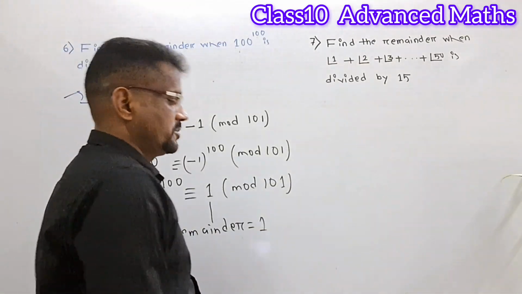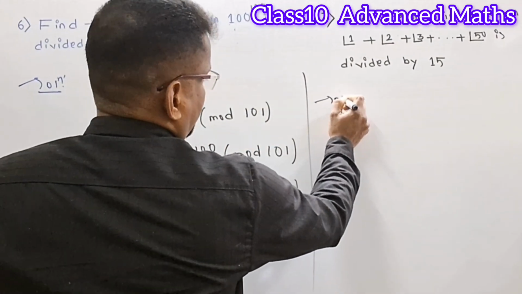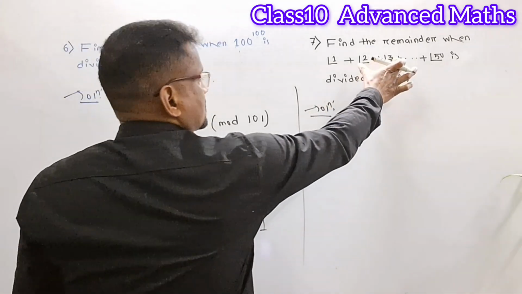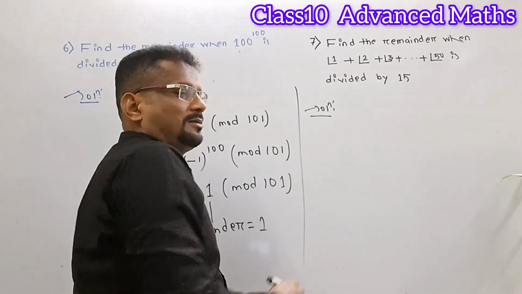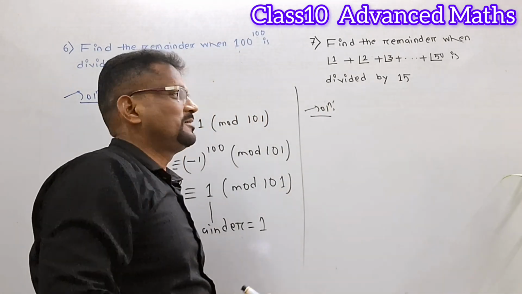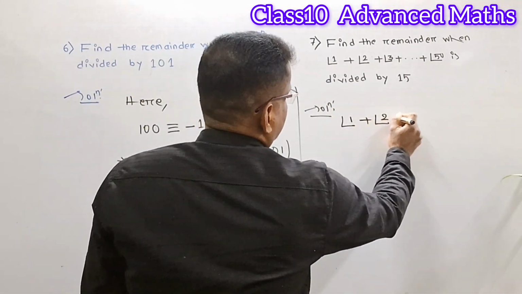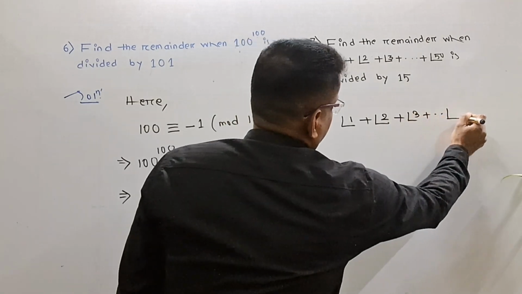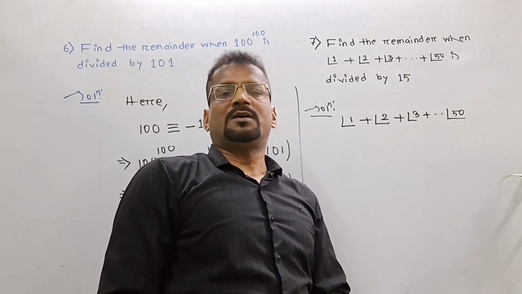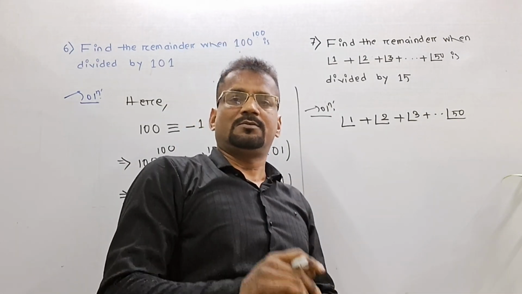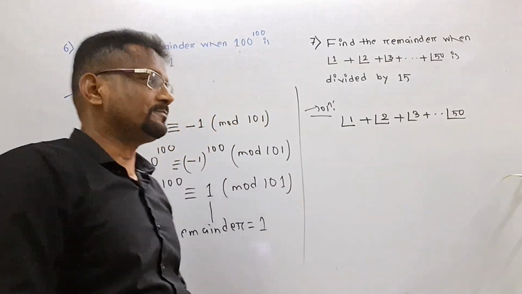Now let us see the next question. In this question, you have to find again the remainder when this series of numbers is divided by 15. If we see it, you may feel that it's a very difficult question. It's not like that. Factorial concept is clear to all of you. Factorial 3 means product of 3 natural numbers 1, 2, 3. Factorial 50 means 1 into 2 into 3 into 4 and so on up to 50. In short we write factorial 50.